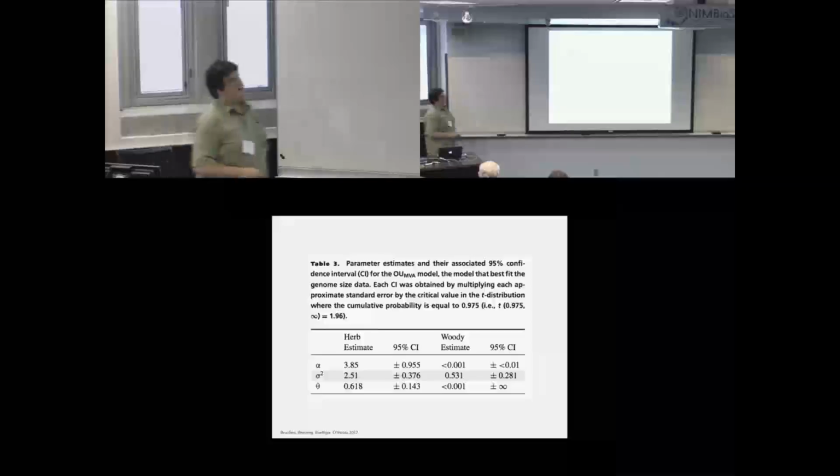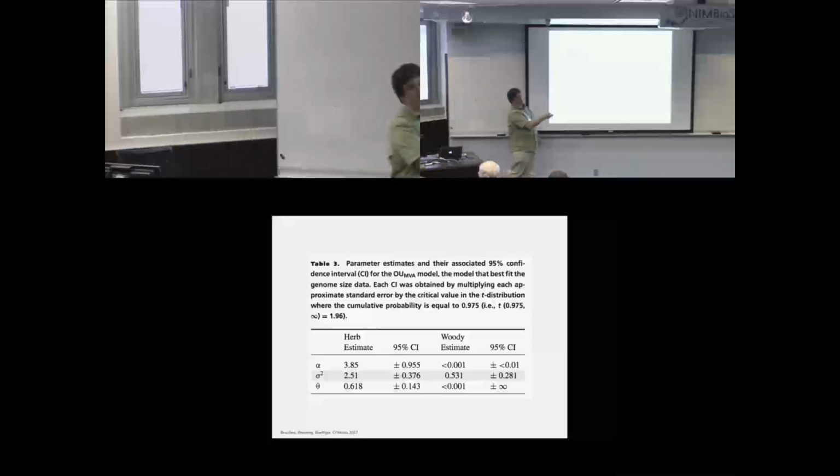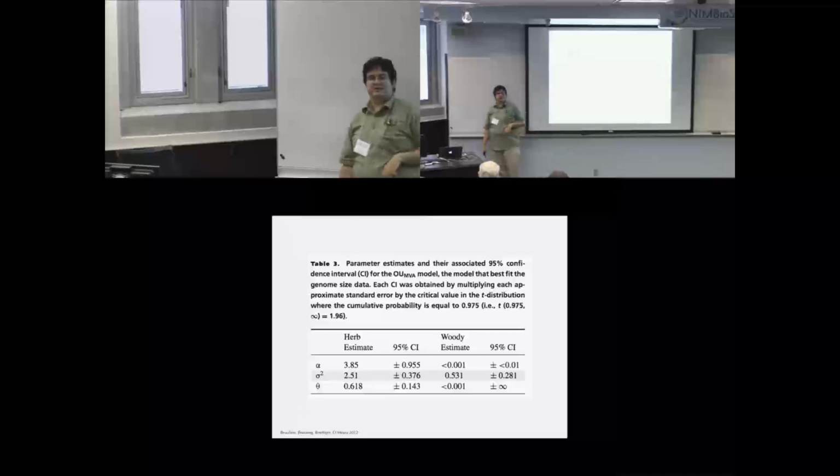Right. So why is it almost Brownian? Because this alpha is very close to 0. It's so small we can't distinguish it from 0. Okay. Now is this big? It's bigger than 0. I haven't told you how big you should feel it is yet. We'll get to that. Okay. But it definitely is much more OU than for woody plants. Okay. How about theta? How do they differ?